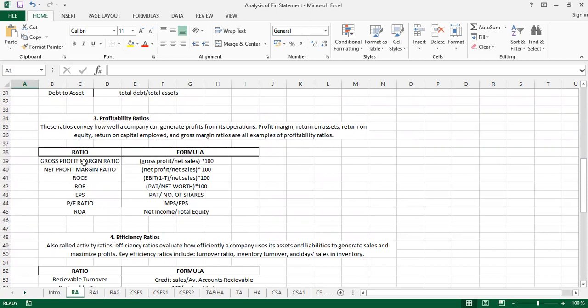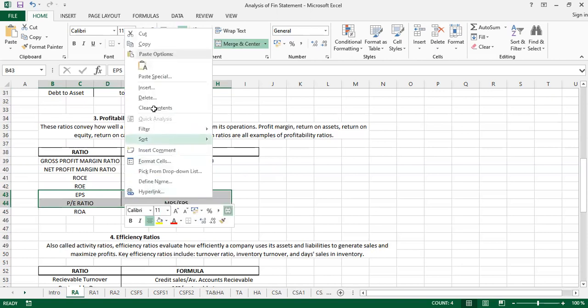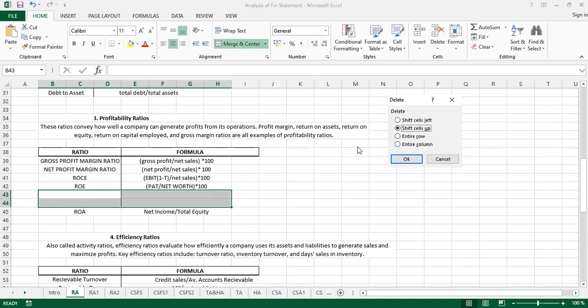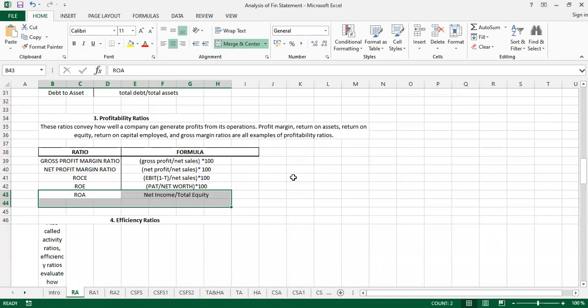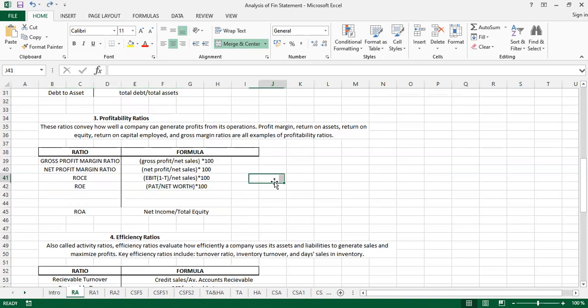So here we have the gross profit margin ratio, net profit margin ratio, the return on capital employed, the return on equity, and I like to say these two are not here actually. These two are not here. I'll do this. I do clear, then I do control minus, then I click OK. So they are saying some cells are merged. Okay, I'll unmerge them. Sorry, I'll do control Z. Actually, I will let them be that way.